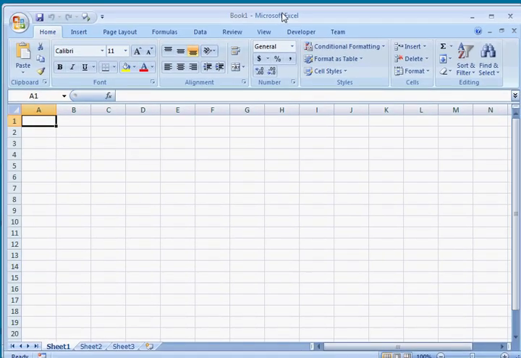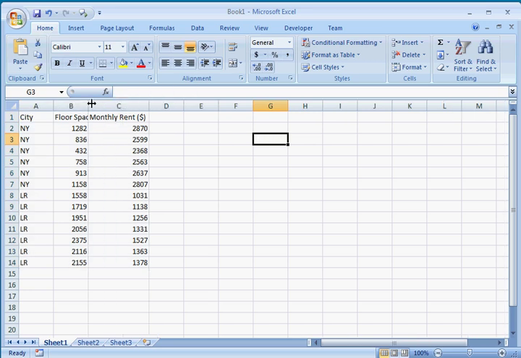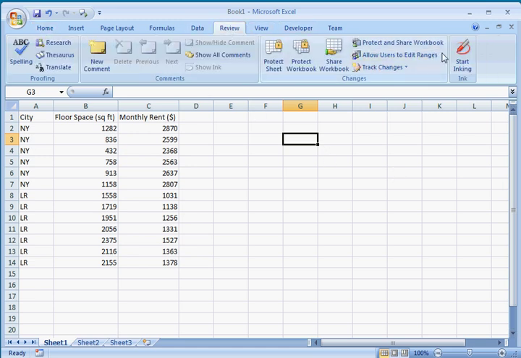So, there we go. Paste this data. There we go. We have city, floor space, monthly rent. And this is the model. This is the very abstract model that I'm going to draw up here.